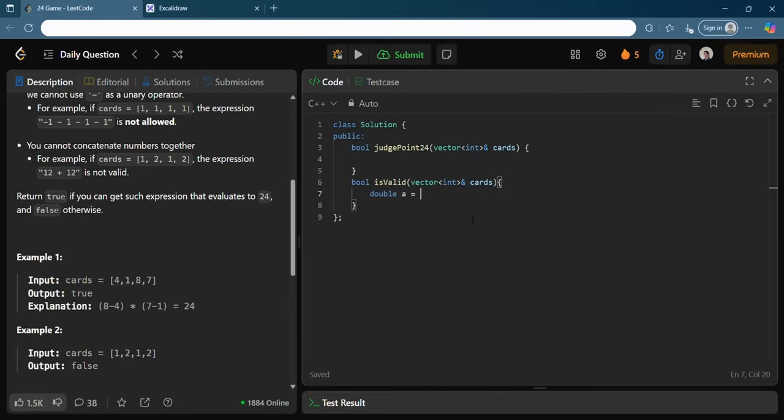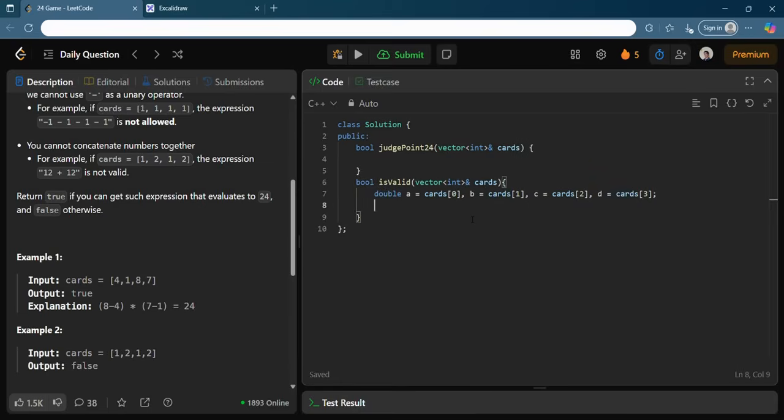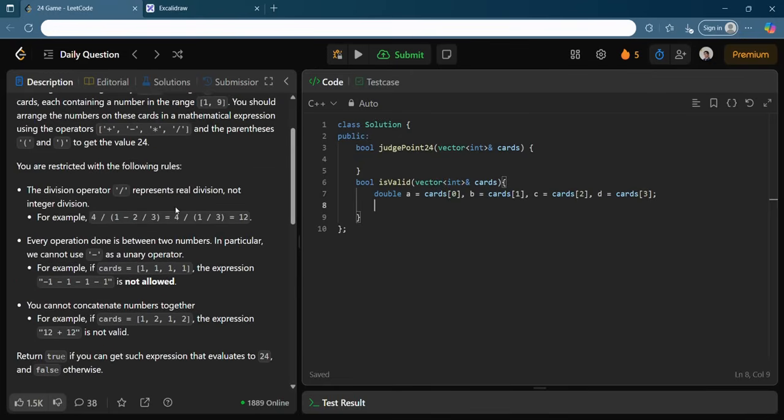Okay, so I will take numbers like A, B, C, D. A will be cards of 0, B will be cards of 1, C will be cards of 2, and D will be cards of 3. So I hope you understand that I extracted the numbers A, B, C, D from it, and I stored them as double, because while performing division you need the exact answer.